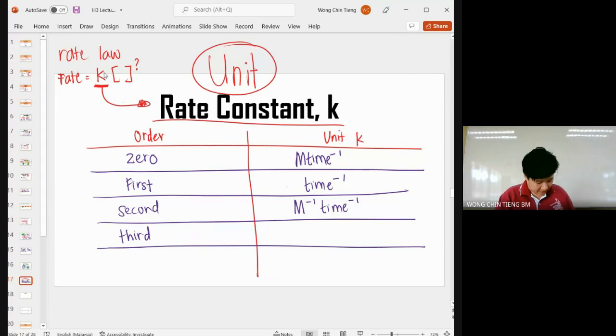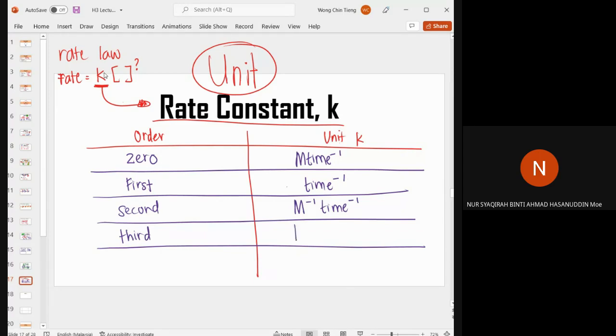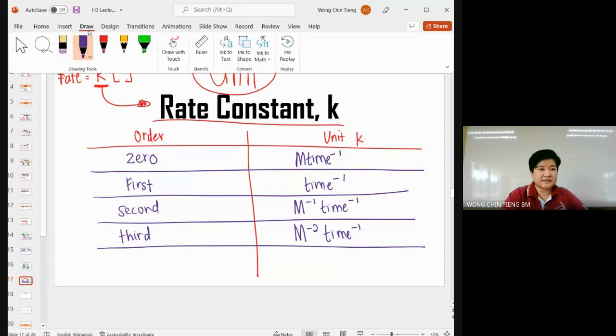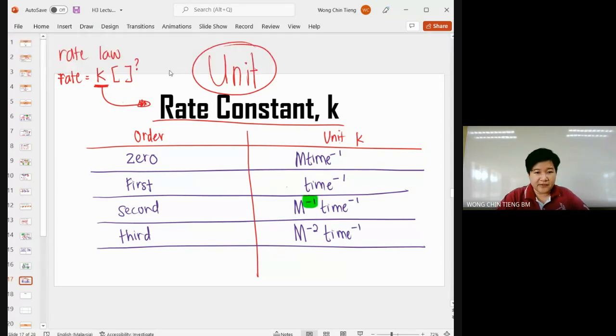Anyone? M negative 2 time negative 1. Perasan tak? Kuasa negatif M ni, alright? M ni tak ada kan? Sebab apa? Sebab dia adalah order tolak 1. Second order kan? 2 tolak 1, so M negative 1. 3 kan? 3 tolak 1.